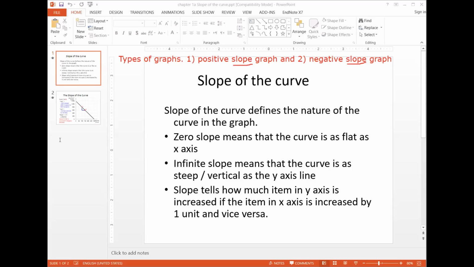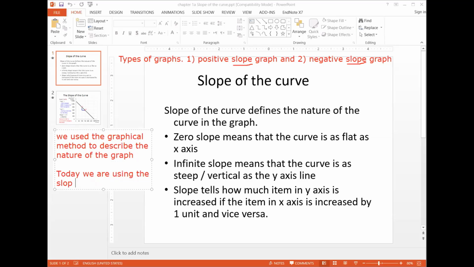In the last class we used the graphical method to describe the nature of the graph. We used the points and compared how it is positively sloped or negatively sloped. Today we are using the slope method to describe the nature of the graph. This way we can describe the nature of the graph using a number. So what is the slope?